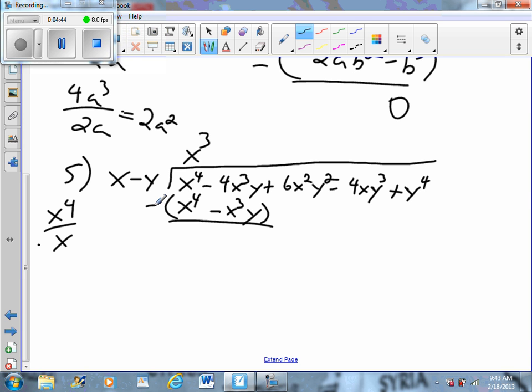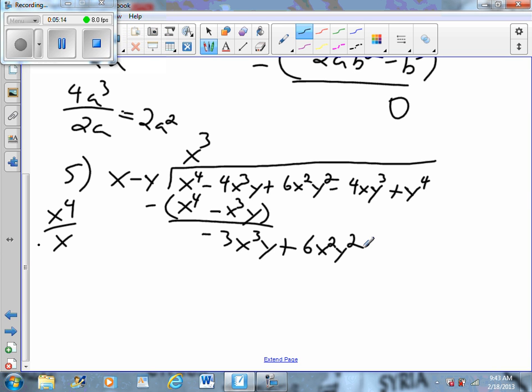Now, this minus here is going to change the negative x to the third y to a positive. And then what am I going to get? Negative 3. Don't forget the negative here, right? Bring down the next term. Why are we only attacking the dividend in this problem two terms at a time? Because the divisor is only two terms long, right? Keep that in mind. If this were three terms long, I'd be working three terms at a time.